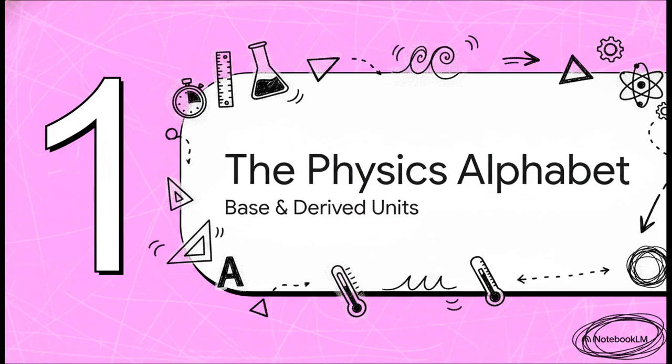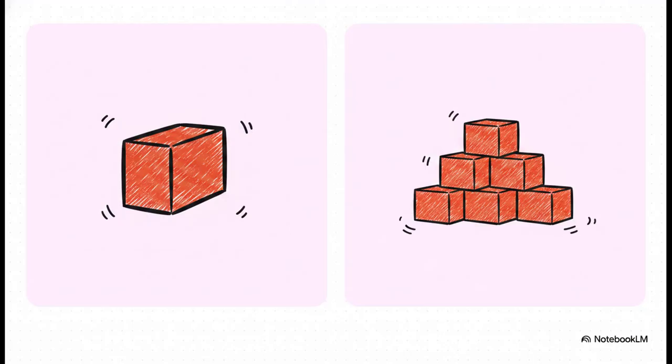Section 1. The physics alphabet. Fundamental and derived units. So here's the crucial thing. Fundamental quantities, stuff like mass, length, and time, they stand completely on their own. They're the independent building blocks of the universe. You just can't break them down any further. But derived quantities like area and volume, those depend on the others. They're built by mashing those basic foundations together. It's literally like combining letters to make words. We combine fundamental units to express entirely new physical concepts.